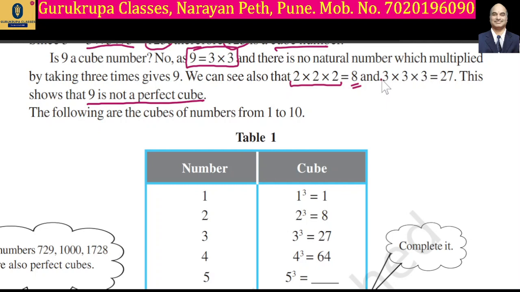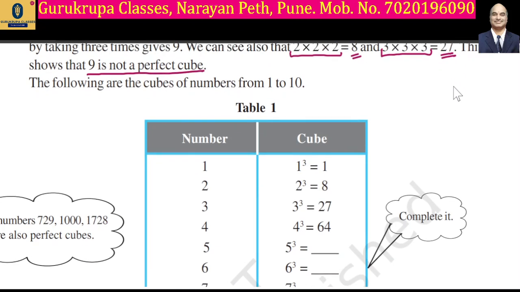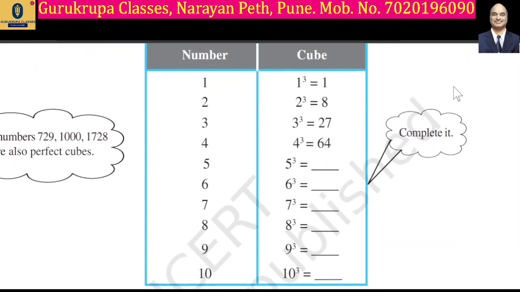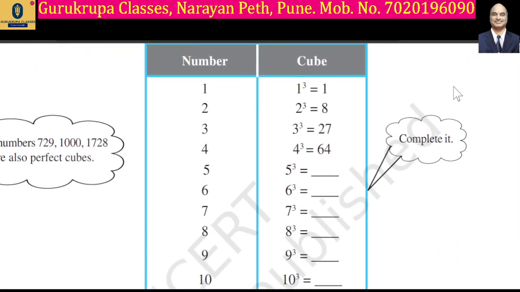The next natural number is 3. If we take 3 three times and multiply them, we get 27. So 9 is not in the list of the cube numbers. So 9 is not a perfect cube. Here in a table, cubes of numbers from 1 to 10 are given. We have to complete these cubes.